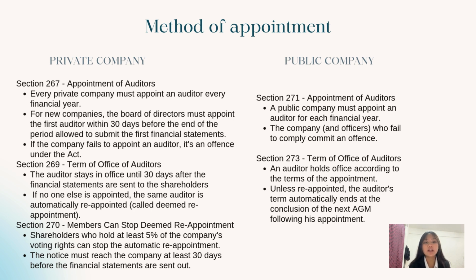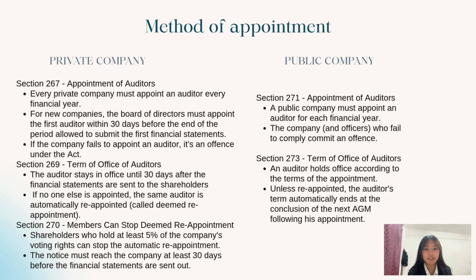Before the first annual general meeting, which we can also name AGM, the board must appoint an auditor. The board also may appoint an auditor to fill any casual vacancy. At the AGM, the members must appoint an auditor by ordinary resolution. A company that fails to comply commits an offence. The process ensures that a public company always has an auditor appointed, either by the board initially or by the members at the AGM, and there is legal consequence if it fails.